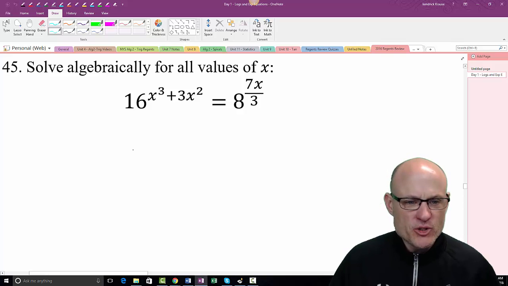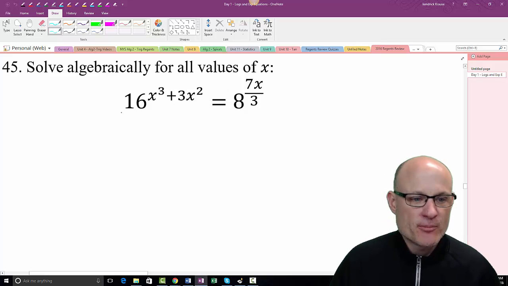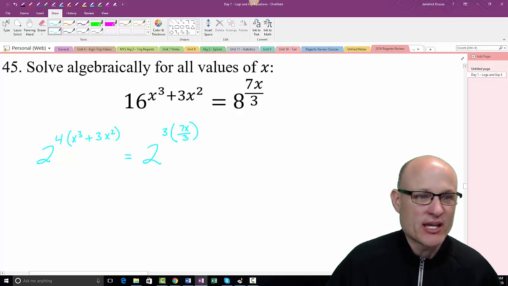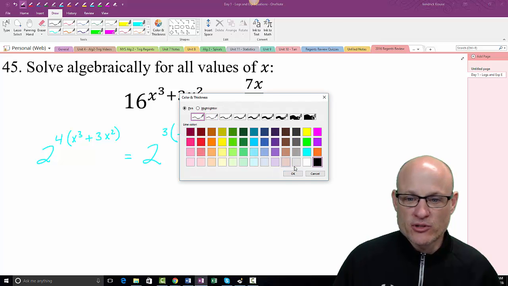All right, so we're going to do it the same way, but because I've got cubics and squares, there's going to be some factoring involved. So I'm going to change this 16 to 2 to the 4th times x cubed plus 3x squared is equal to 2 cubed times 7x over 3. Now that the bases are the same, I can set the exponents equal to each other. We'll do a little bit of work first.